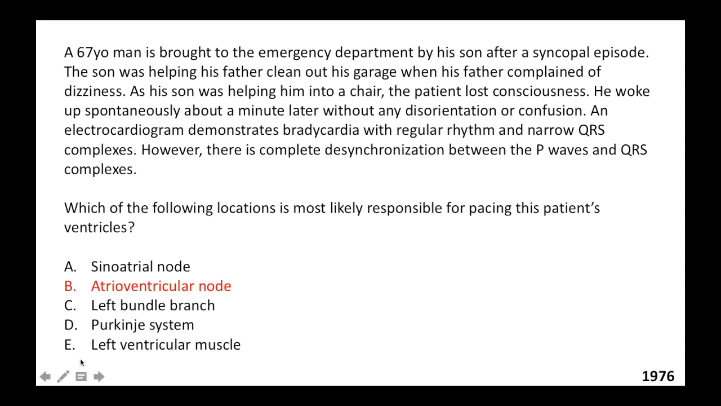Pretty self-explanatory there. SA node is responsible for pacing our atria, and our AV node is responsible for pacing our ventricles, and everything else is pretty self-explanatory. I just remember that the AV node is kind of like the communication between the atria and the ventricles. So if you have a miscommunication in the AV node, then you're not going to have the synchronized contractions. True.